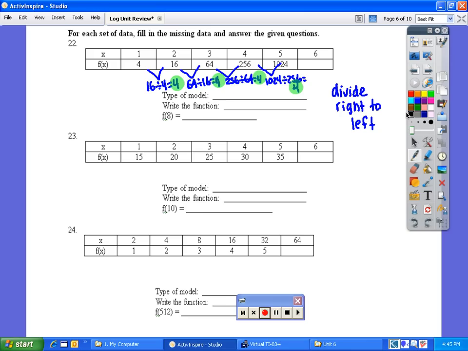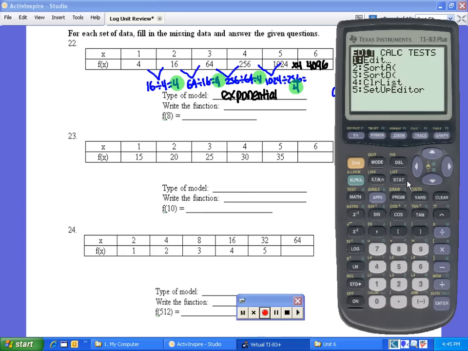Now you do need to get an answer for the last one, because you can't put something in your table with a 6 without an answer. So to get that answer, just multiply by 4, and it is 4,096. Now, once you get your answer that it's exponential, you go to your calculator, go to your stat edit. If you ever want to clear things in your table, just press clear enter. Never press delete, because it'll delete the whole entire table.